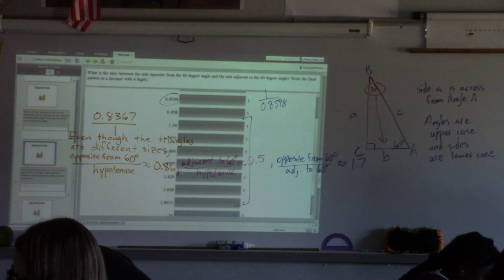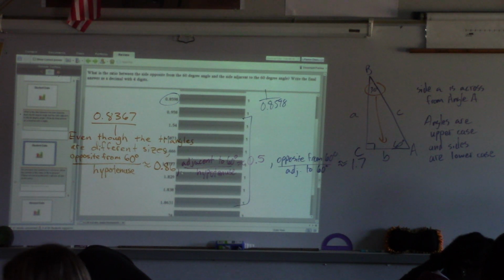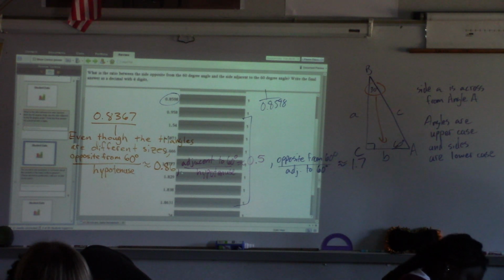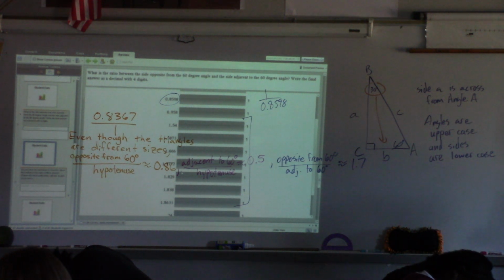If you would have rounded. That looks like adjacent over hypotenuse. Try that again. That's 13.5 divided by 8. That is not what you put in that calculator to get that number. Okay.